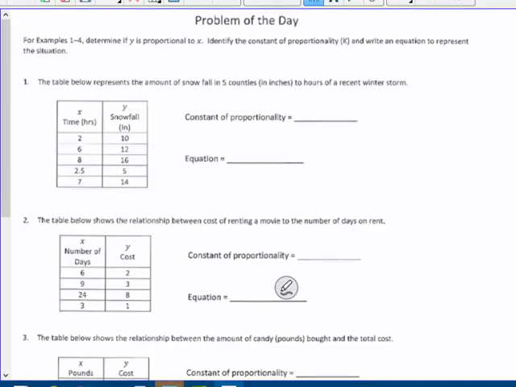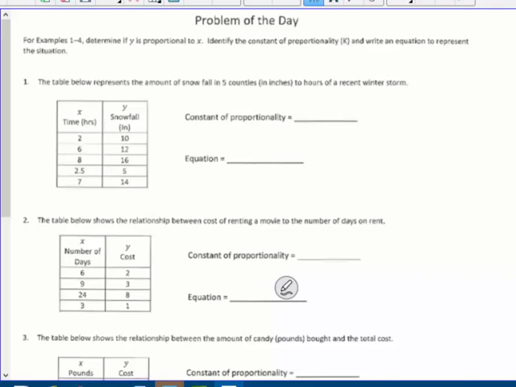Today's video, problem of the day, page 8 in your new 1E packets. For examples 1 through 4, determine if y is proportional to x. Identify the constant of proportionality, k, and write an equation to represent the situation.